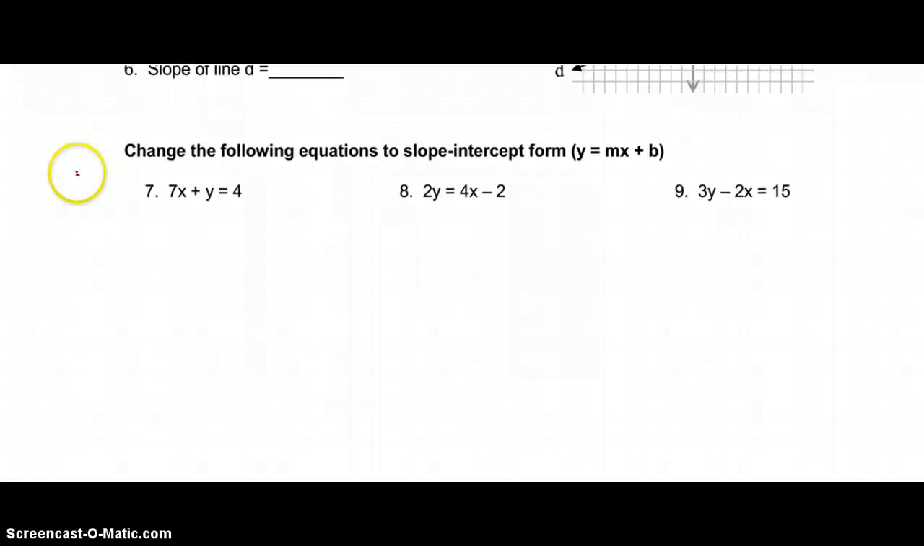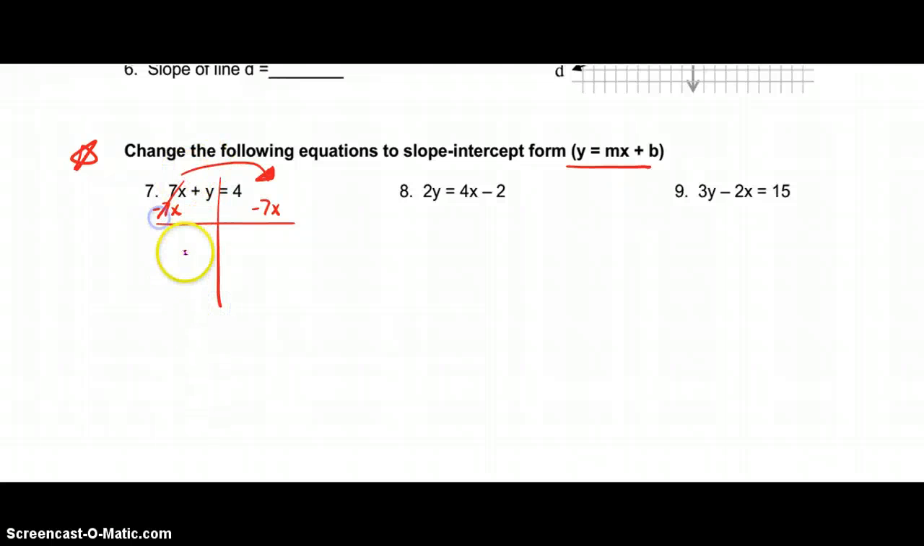Next section, change the following equations to slope-intercept form. And there it is for you, y equals mx plus b. Check first to see if your y is in front. It is not, so I, of course, have to get rid of anything attached to the y. So I'll get rid of my 7x, moving it over here, remembering to not put it under the number. So everything comes down. Y equals, I want to put my x in the format mx, which is now negative 7x plus 4.